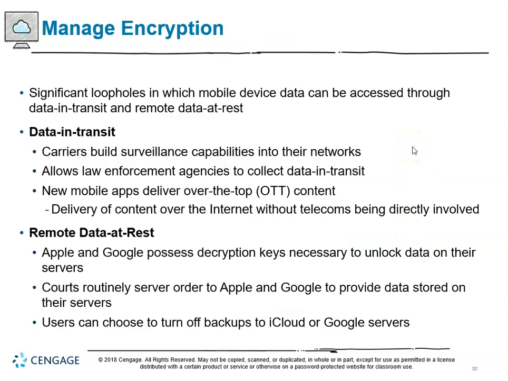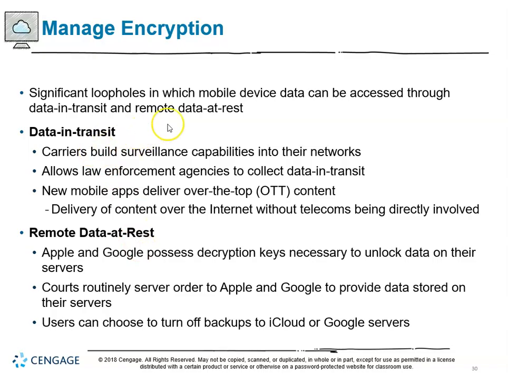Also, we want to look at how we manage encryption. There are significant loopholes in which mobile device data can be accessed through data in transit and remote data at rest. Remember how we talked about this back in the encryption unit. We have to secure the data both in transit and when it's stored at rest. So we'll look at both of these.